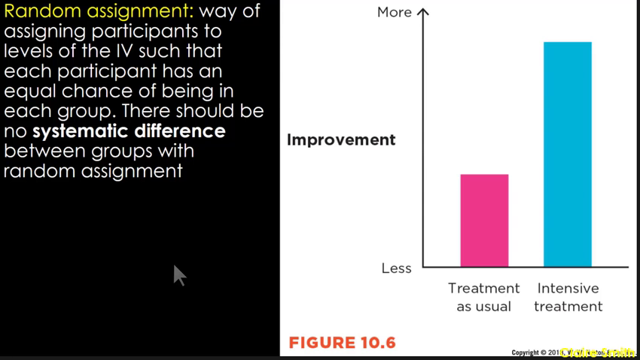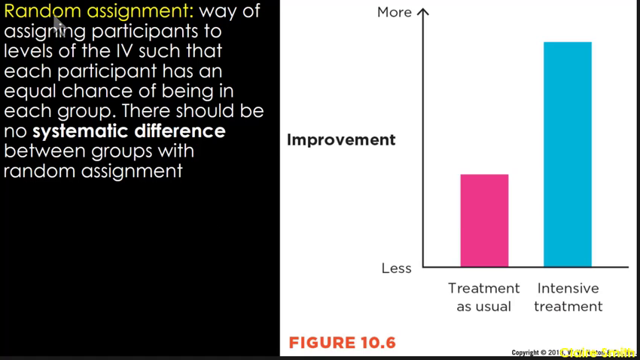So an example, random assignment, just a definition of that, is a way to assign participants to levels of the independent variable such that each participant has an equal chance of being in each group. So you want to make sure there's no systematic difference between groups. And again, you're going to see the systematic difference or unsystematic multiple times, so make sure you get those two straight. But we want to make sure that everyone has an equal chance of being in each group.